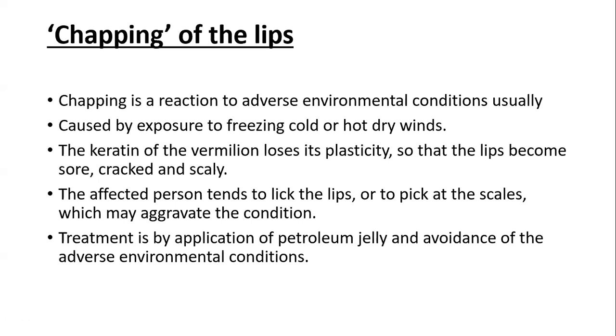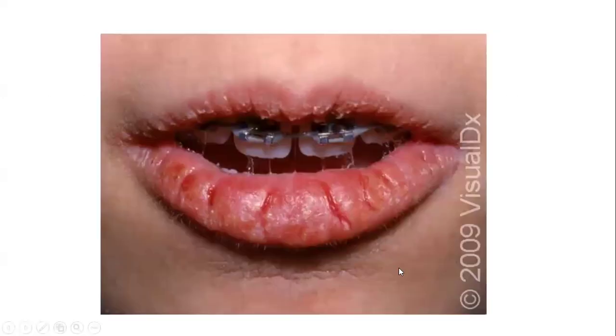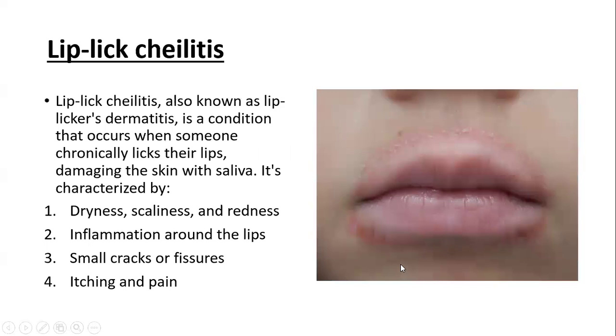Chapping of the lips. Chapping is a reaction to adverse environmental conditions and is caused by freezing cold exposure or hot, dry winds. Keratin of the vermilion loses its plasticity so that lips become sore, cracked, and scaly. The affected person tends to lick the lip or to pick the scale, which aggravates the condition. And the treatment is definitely by application of petroleum jelly or using good quality lip salves. This is the chapping.